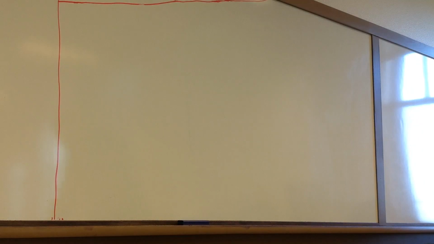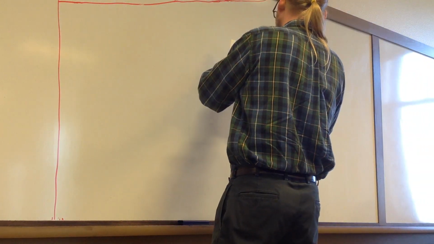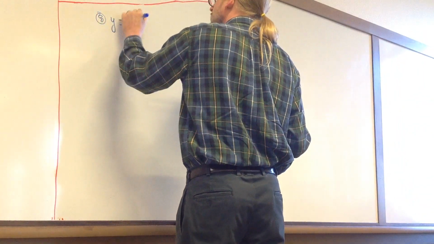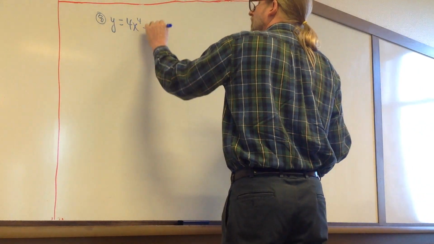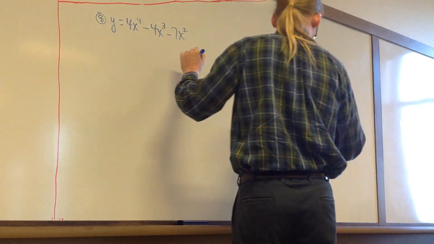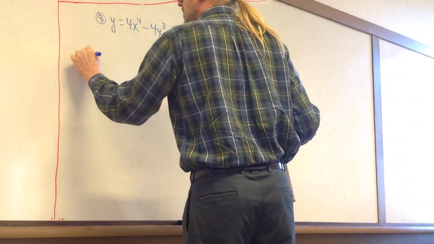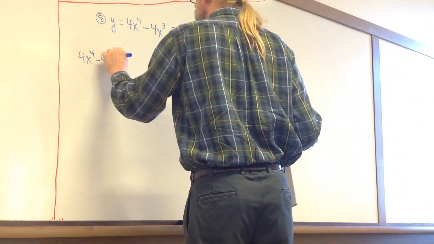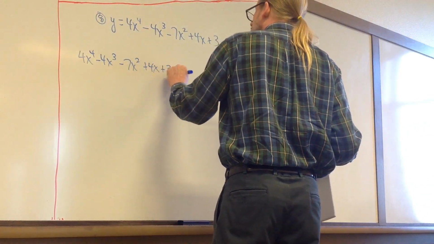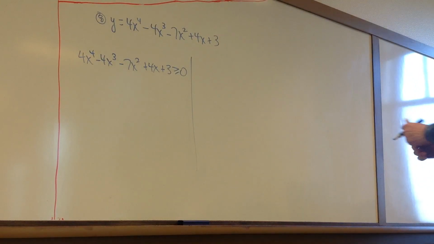Okay, problem 8 is also a fourth degree equation, so that means it's going to go up on both sides. So, in problem 8, we've got 4x to the fourth minus 4x cubed minus 7x squared plus 4x plus 3. And then we need to answer these two questions. Where is this graph greater than or equal to 0? And then also, where is this graph less than 0?